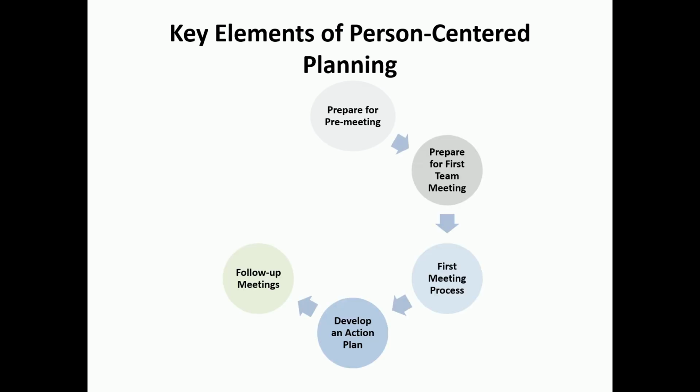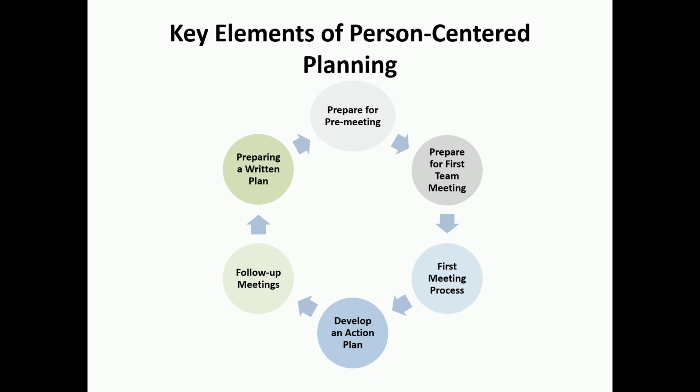So there's a handout that goes with this. We talk about the key elements in person-centered planning. So we want to prepare for the pre-meeting. Then there's a first team meeting. There's that meeting process. Then from that meeting process, we want to develop an action plan.